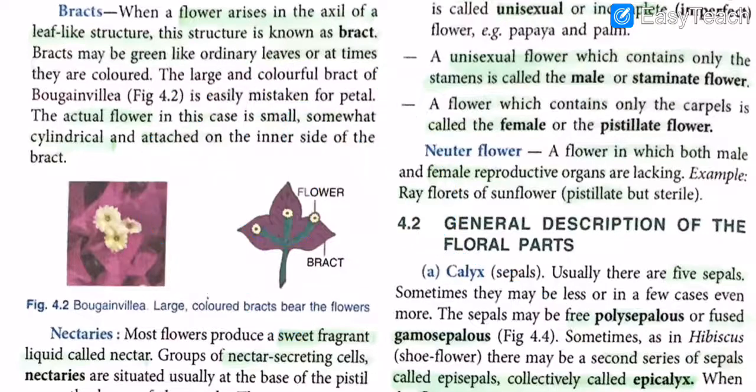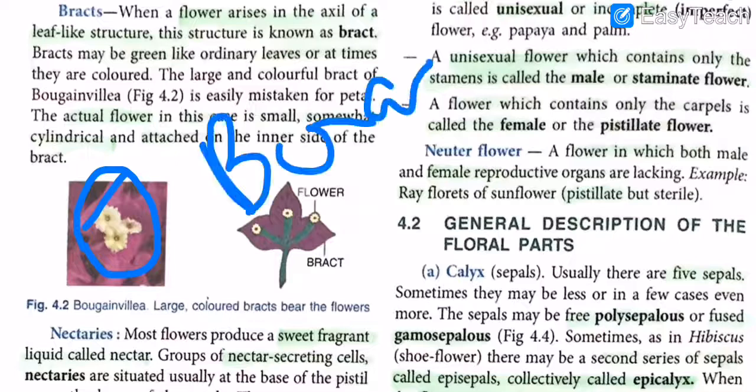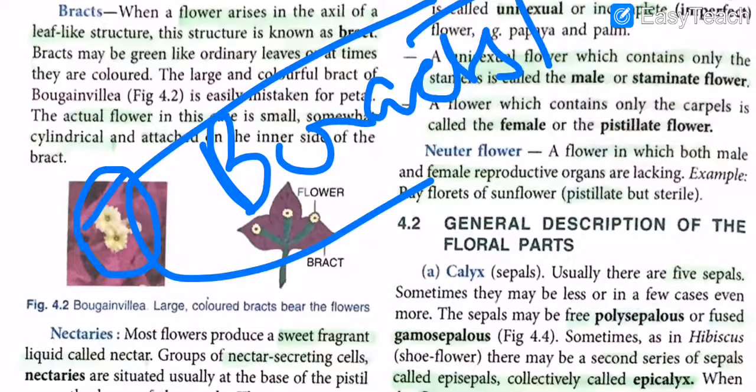In the case of bougainvillea, as you can see in the picture over here, you may think the pink structures outside look like petals, and the yellow structures inside look like normal flowers. But the pink structures are actually bracts. They arise in the axil of leaf-like structures, and they look like petals, but the main flower is only the small tiny flower in the middle. Fine. So those are called bracts. Then we have the nectaries.